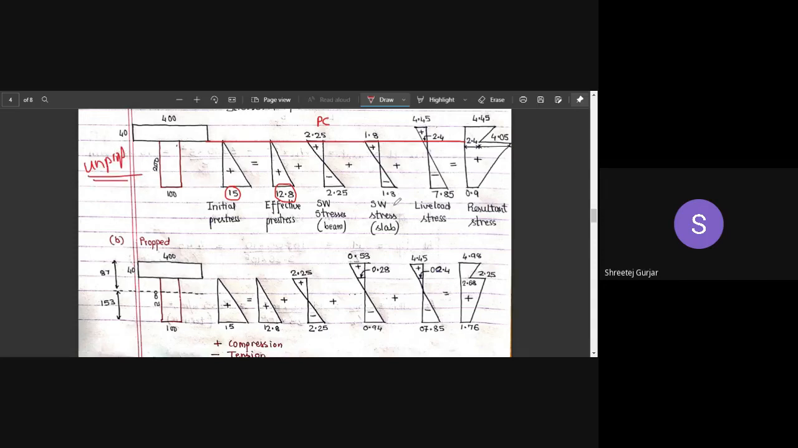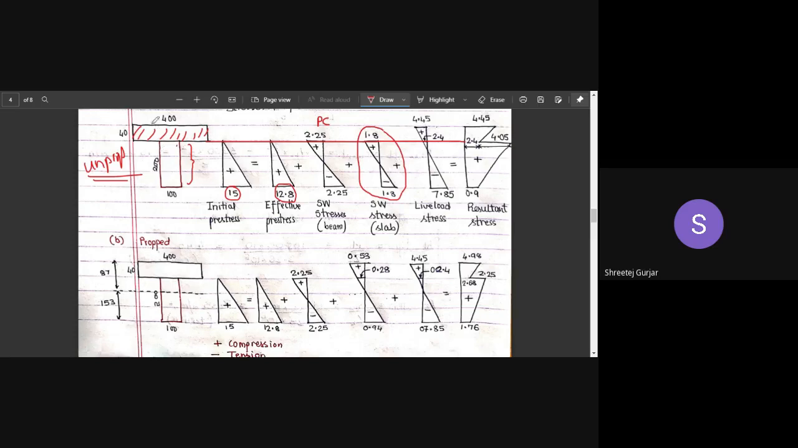As I've told you, whenever the cast in situ slab is added without any props, that is the unpropped condition, the stresses that are developed in this section because of this addition will be shown over here. You can see 1.8 and 1.8.